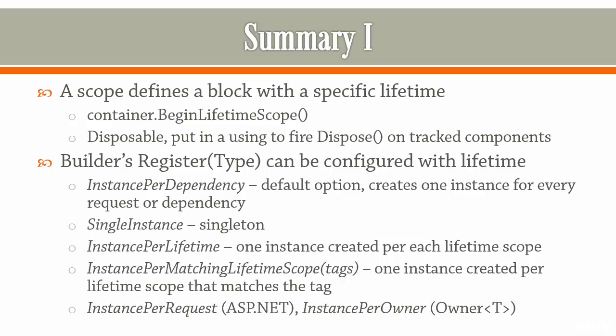And I also mentioned two additional configurations which we haven't discussed for one reason or another. There is instance per request, which we're going to discuss when we talk about ASP.NET integration, and there is instance per owner, and unfortunately it requires knowledge of Owned<T> and the way that the dependency injection container interacts with different kinds of code constructs such as Owned, Lazy, and so on. That's something that we're going to talk about later on, so we haven't covered it in this particular section.